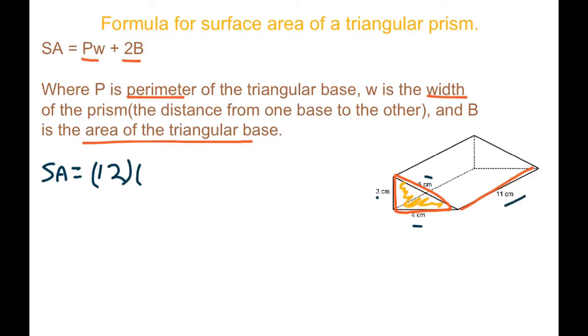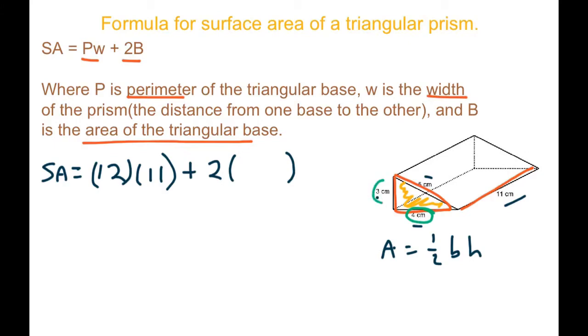Remember, this is our W, the width, the distance from one triangle to the other. So 12 times 11 plus 2 times the area of the base. All right, our base is a triangle. Area of a triangle is 1/2 the base of the triangle times the height, lowercase b, base of the triangle. So here, the base of the triangle is this, the height of the triangle is this.